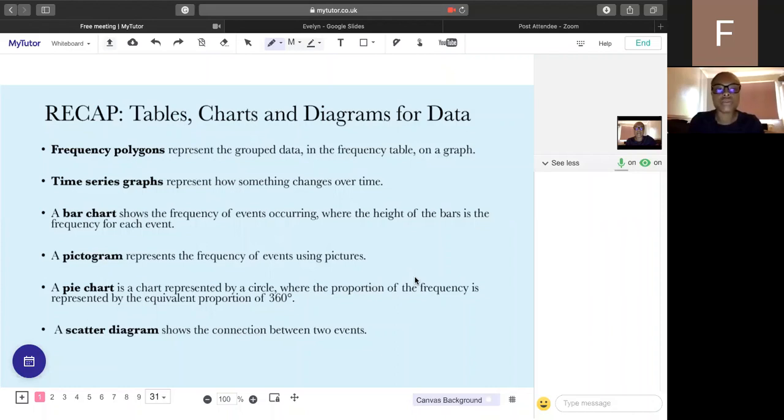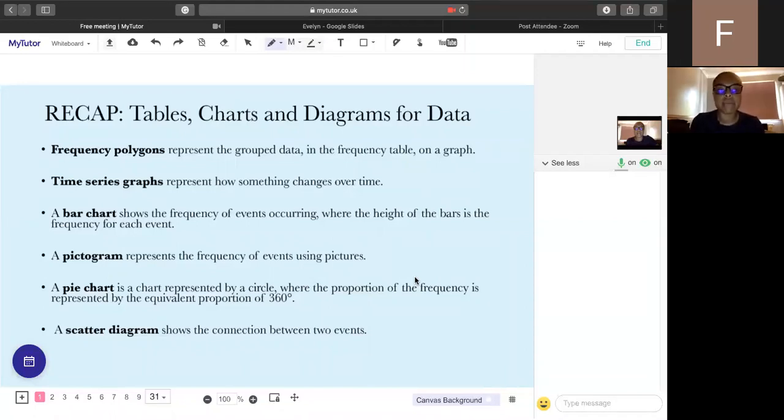So we looked through frequency polygons, which represent group data in a frequency table on a graph. So that was the one where we drew up straight lines between the different points. We also looked at time series graphs, which look very similar to frequency polygons, only that they represent how something changes over time rather than grouped data. So that's the difference between the two of those.